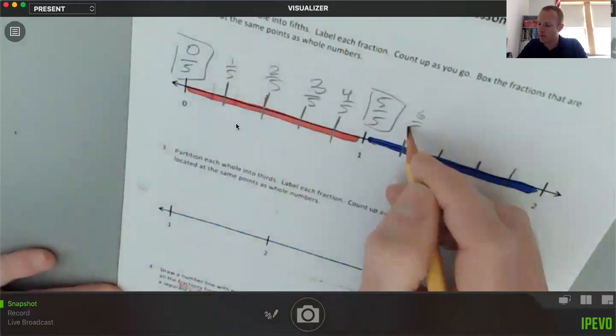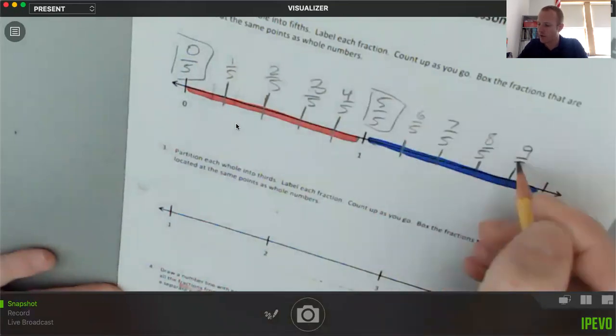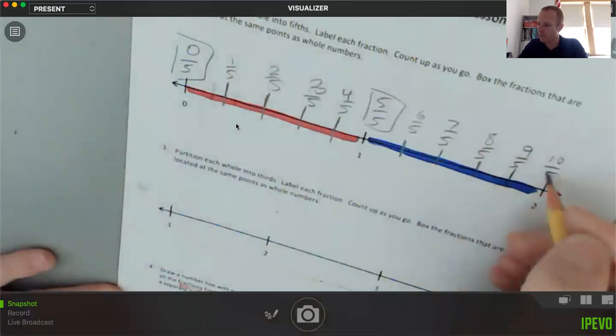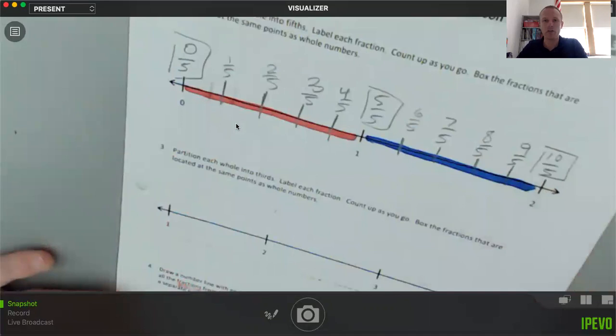6/5, 7/5, 8/5, 9/5, and 10/5. We can box that as well and double check it because we're at a whole number. 2 times our denominator of 5 equals 10 for our numerator. And that's what we had, so it worked out. I'm going to stop there for today.